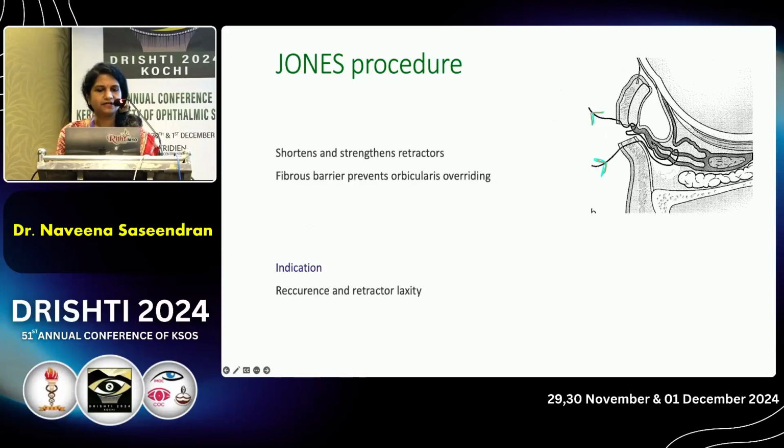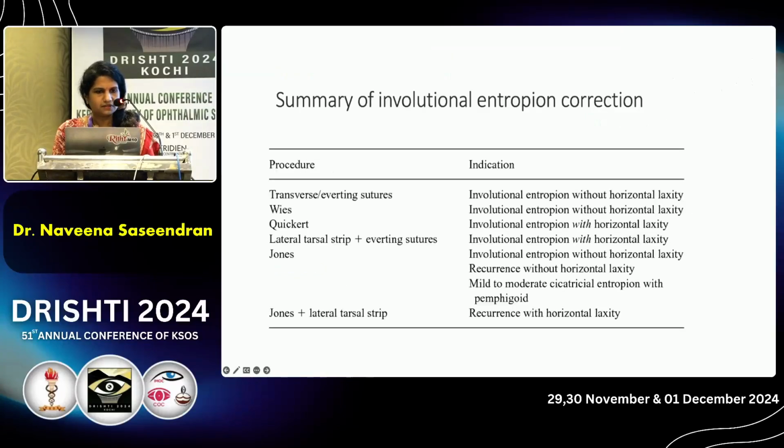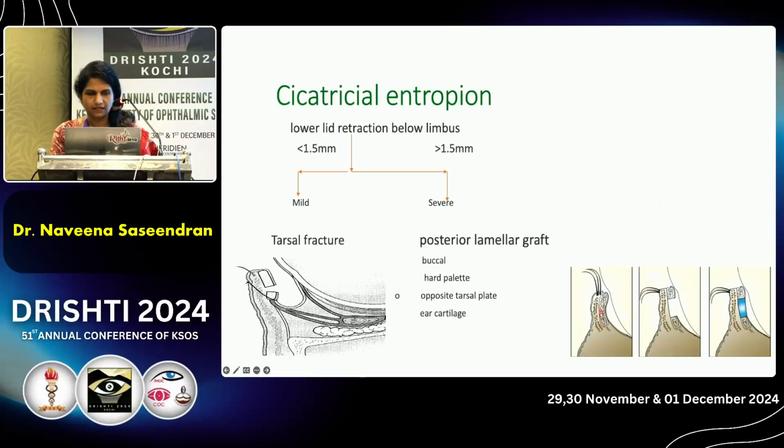Now in case of recurrence or retractor laxity per se, we have Jones procedure. Here we will take care of the retractors. We will plicate and shorten the retractor, and also the fibrous scar will prevent overriding. So this is the summary of involutional entropion. If we are not having any horizontal laxity, we can either go for a temporary method or a permanent procedure. If we have horizontal laxity, a Quickert procedure can be done. If there is recurrence, Jones is advocated.